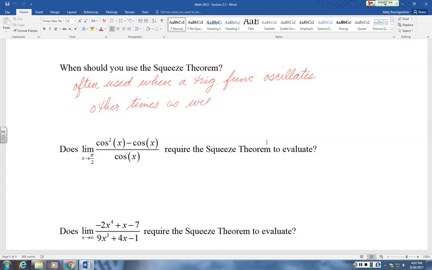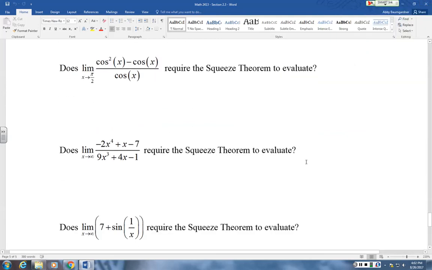Now, that's not set in stone, so make sure you don't go back and say, Miss Baumgartner said the only time, because that isn't what I said. All right, I said it's often used. There are other times as well, but for now, based on what we know, mostly it happens when a trig function oscillates. So let's see if we can look at these limits and see if this is going to require a squeeze theorem to evaluate.